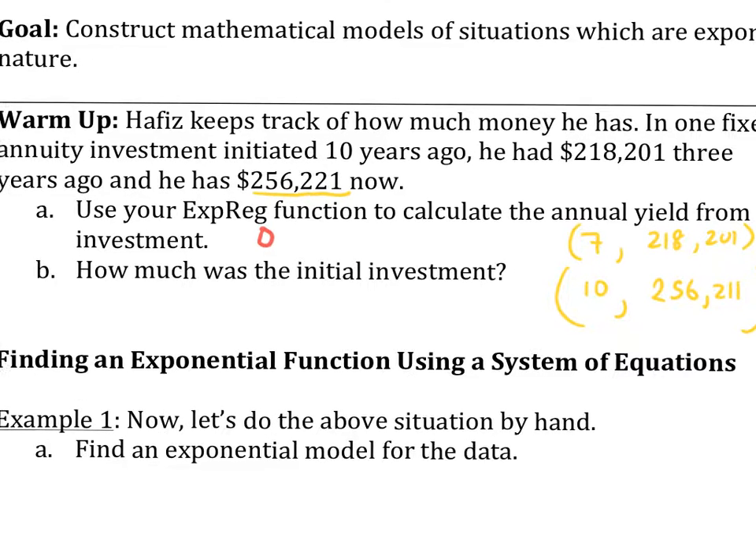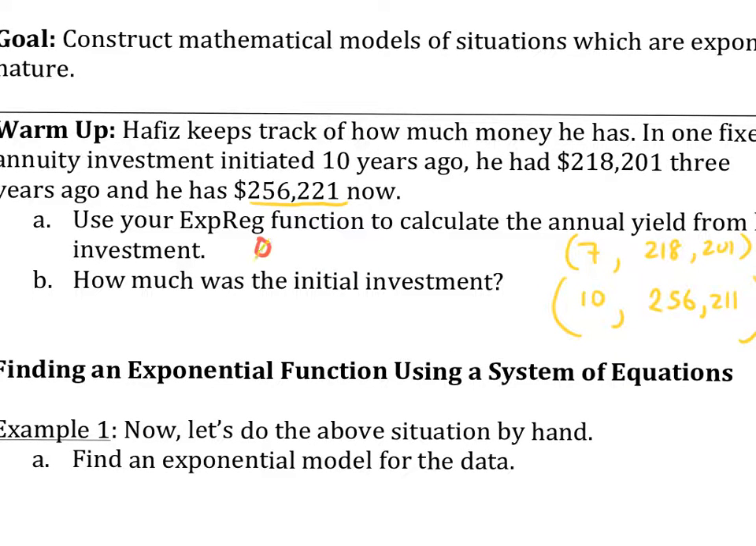So in the end here, we get our annual percentage yield. The annual yield there is 5.5% because B was 1.0549. And the initial investment, sorry, I meant B. And the initial investment is just the A. So according to our calculations, it's 150,000.